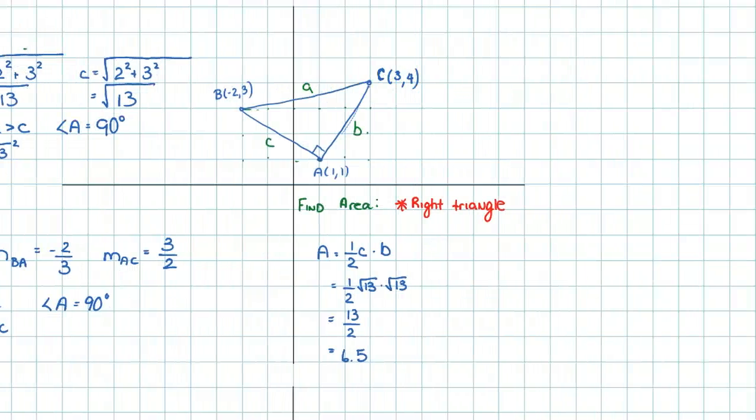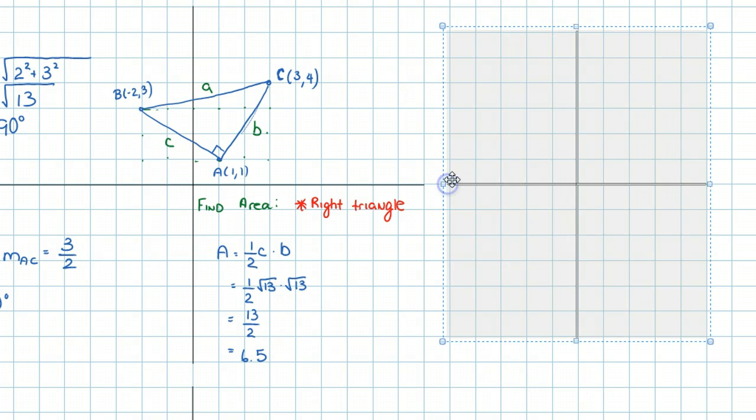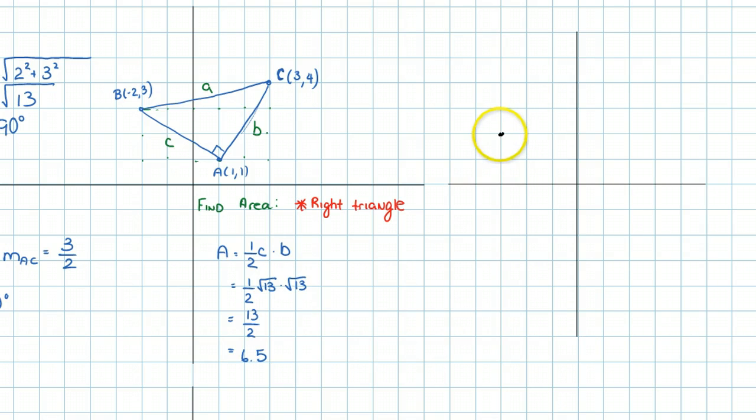Let's scroll over this way for a bit, and let's talk about a couple other ways you could figure the area of a triangle. For the sake of this discussion, let's make a whole new triangle here. I'm just going to put a couple points. Let's put a point there, a point here, and a point here. There we go. Here's a triangle.